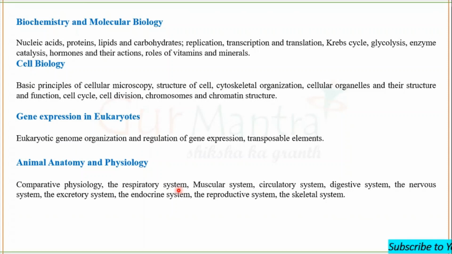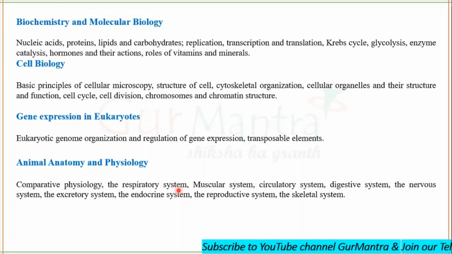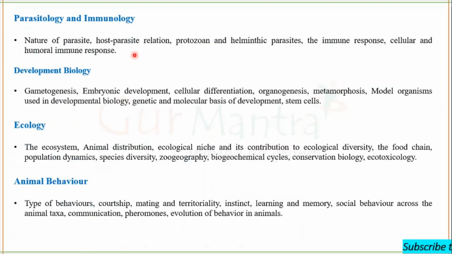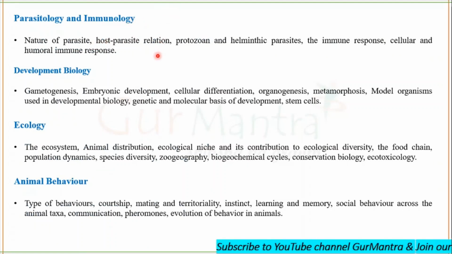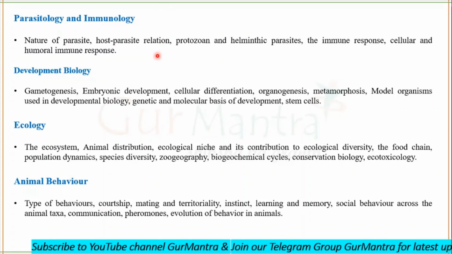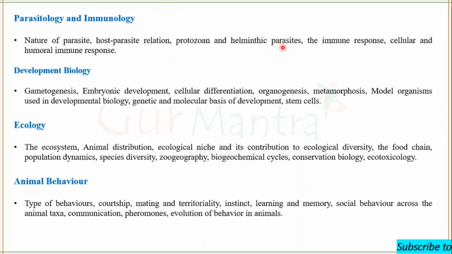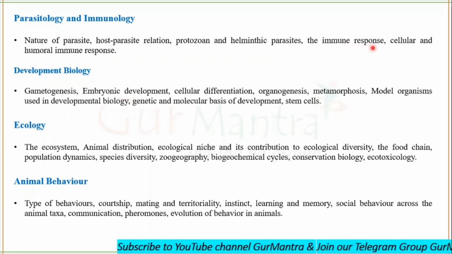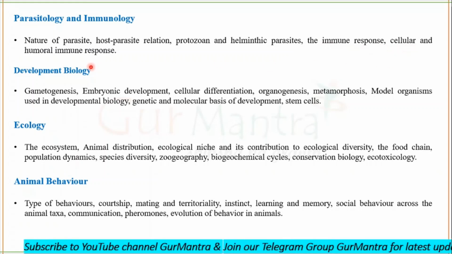the different systems of our body, like muscular system, circulatory system, nervous system, endocrine system, reproductive system, skeletal system, digestive system, etc. And then the parasitology and immunology. Here again we will be discussing the host-parasite relationships, the nature of the parasite, protozoan and helminthic parasites, how our body responds to different diseases, what type of immune responses are there, what is cellular and humoral immune response.